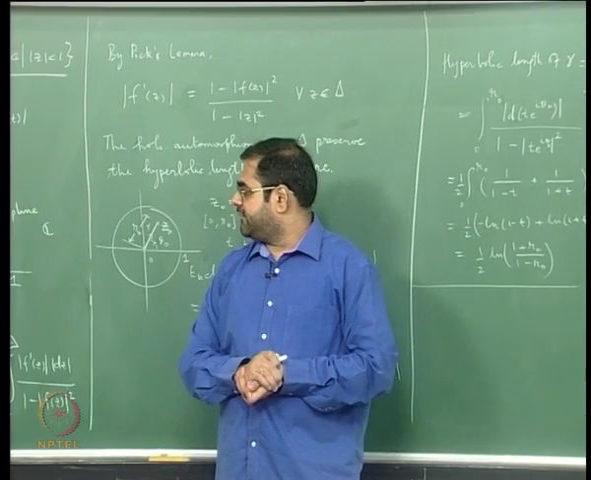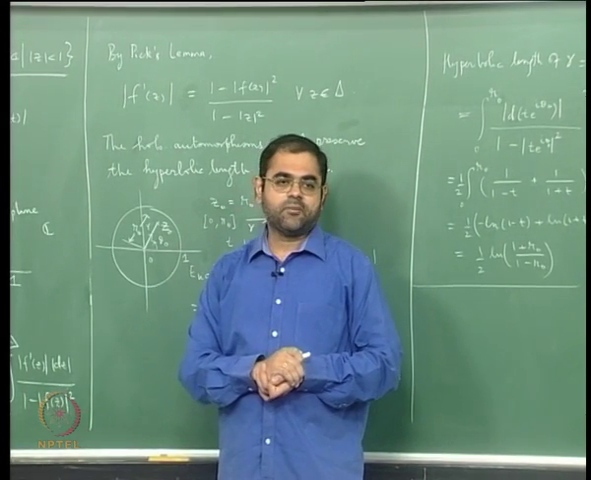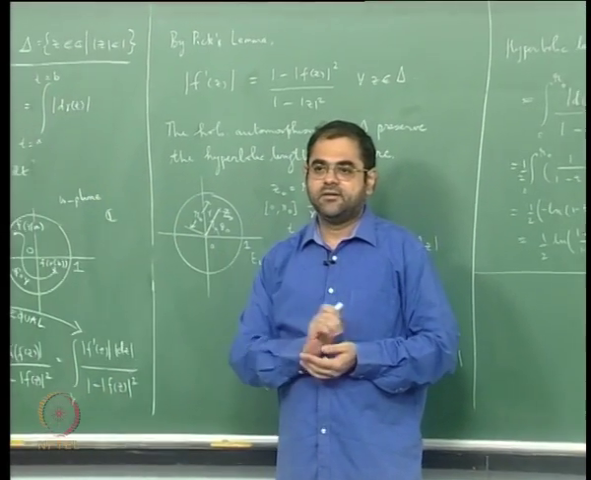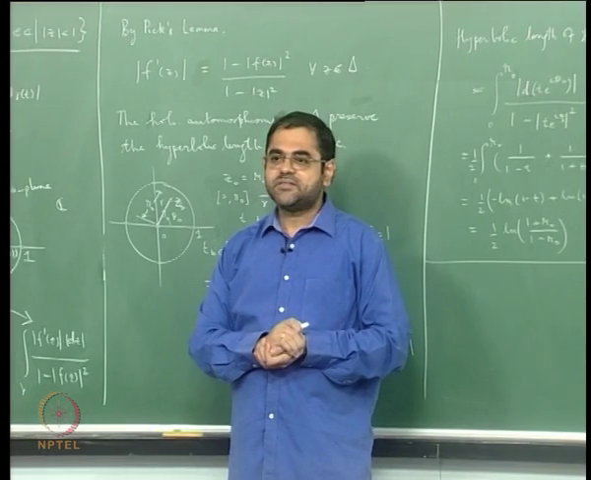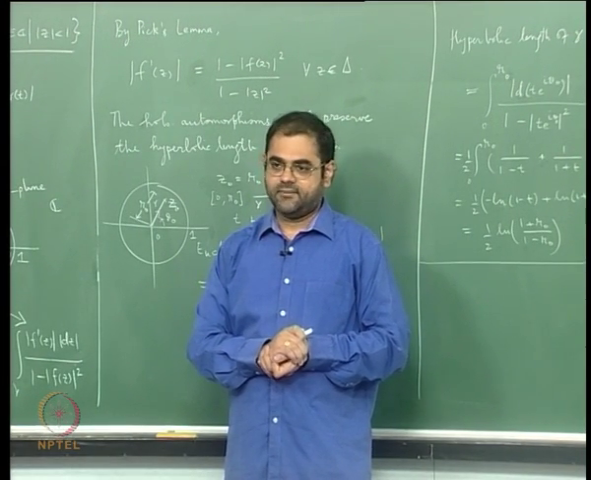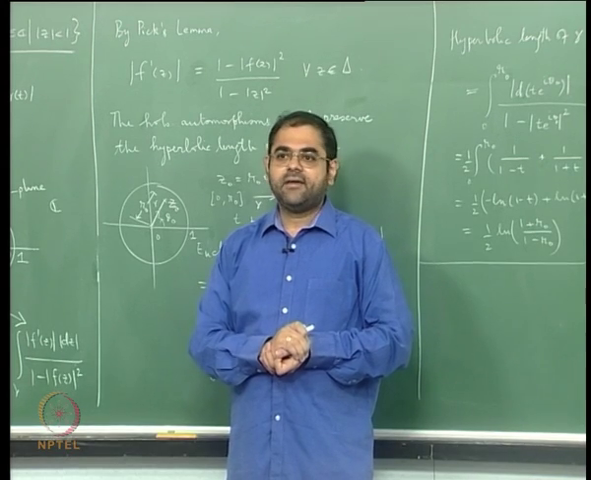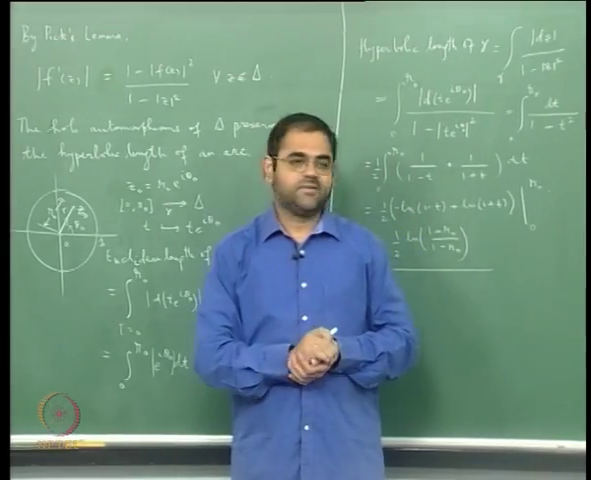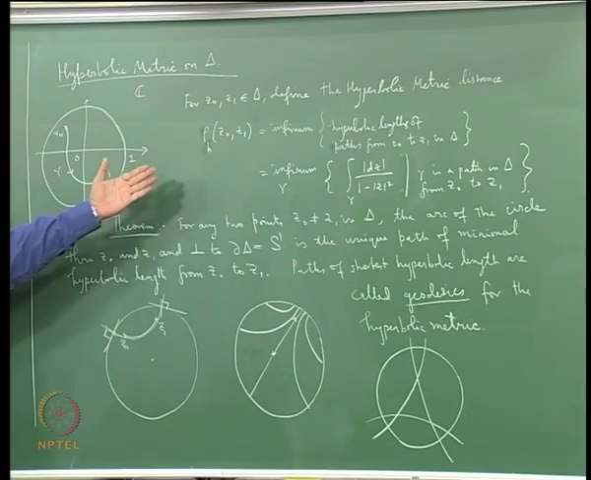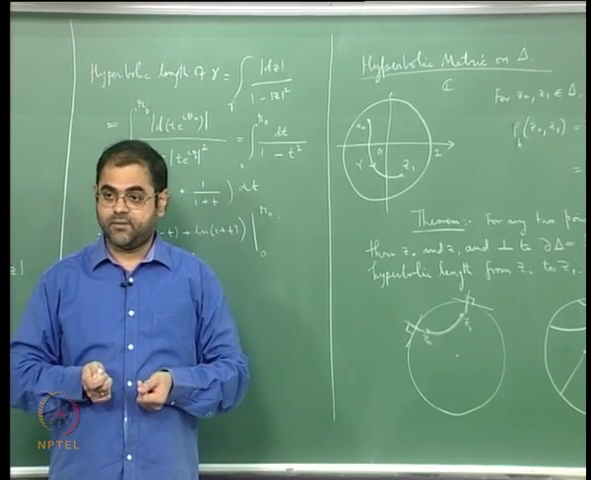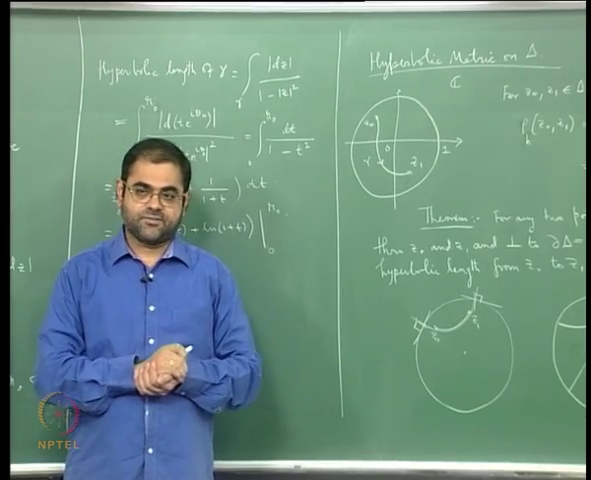So the whole beautiful point about Pick's lemma is that any automorphism of the unit disk will be an isometry of the hyperbolic metric, and any map which is not an automorphism of the unit disk will be a contraction with respect to this hyperbolic metric, and that is a statement that we need to proceed with the proof of the Riemann mapping theorem, okay, which we will do in the next lecture.